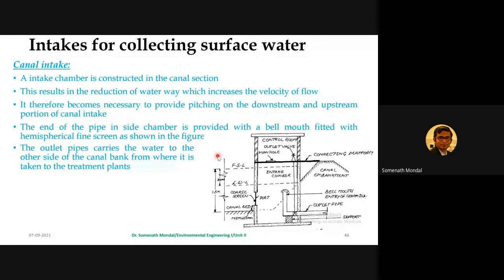Now, the entry of the water into the intake chamber takes place through coarse screens, and the top of the outlet pipe is provided with a fine screen. So you can see here we have the bell mouth entry of a 1200 dia pipe.